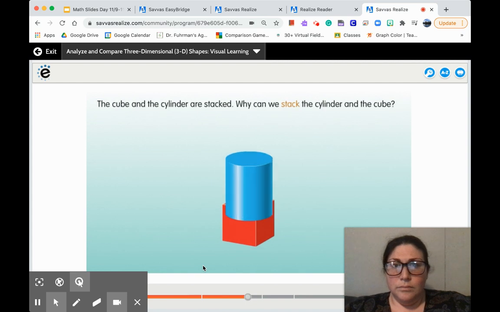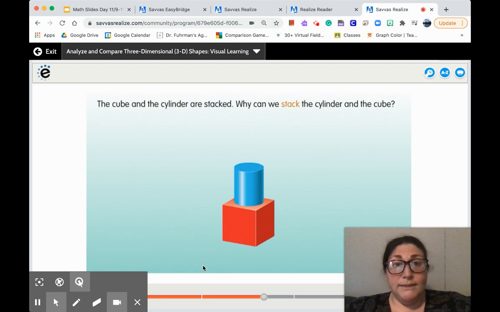The cube and the cylinder are stacked. Why can we stack the cylinder and the cube? Why do you think we can stack the cylinder and the cube? You may notice that they both have flat sides. The cube and the cylinder each have a flat side.